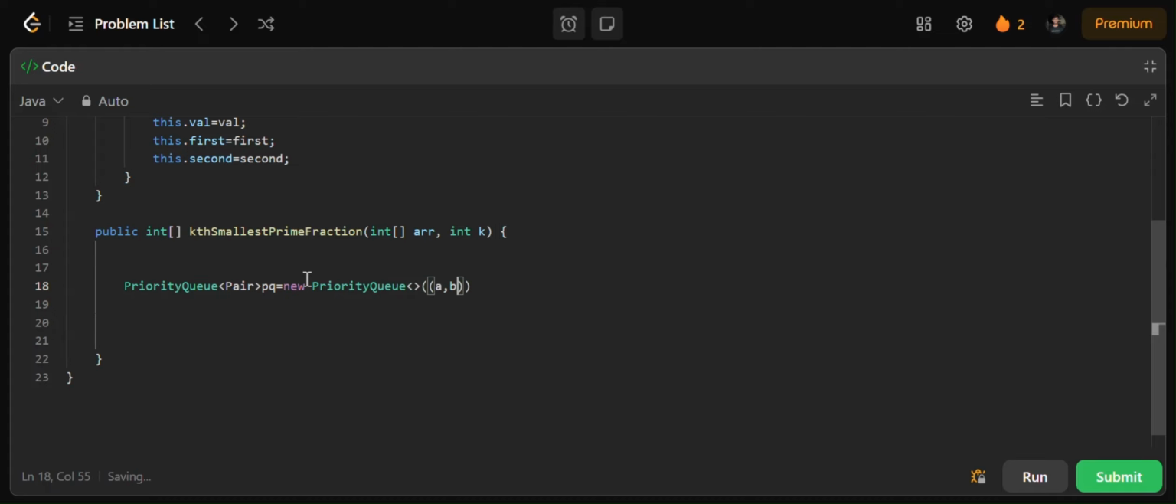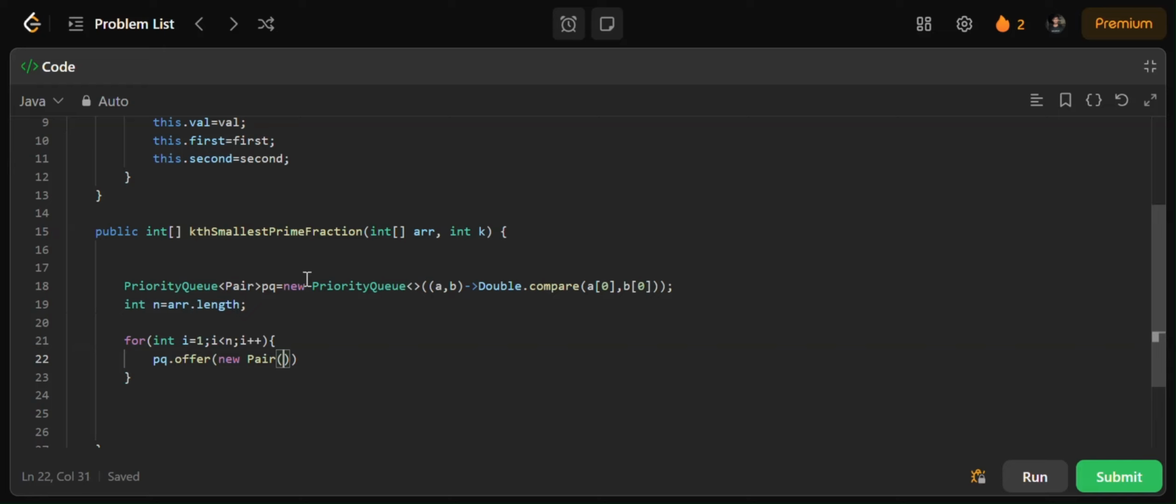So if there are two such values, we will compare based on the first value. That means a of 0, b of 0, that means the fraction value we have. This is my priority queue. And now we'll go through that. As we mentioned, we first fix the first number and push all the other numbers in my priority queue.